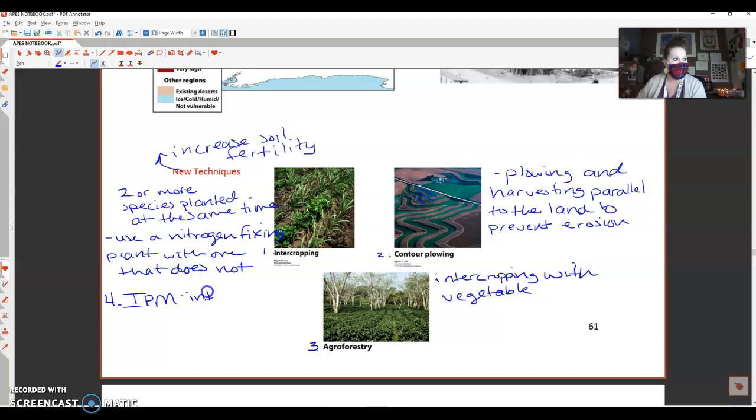IPM stands for Integrated Pest Management. Okay? The goal is to minimize controlled pests because obviously they're going to damage crops. IPM uses an integrated method to try to do that. The goal of IPM is to reduce fertilizer usage, because we know that there are some bad side effects to human health and the environment from fertilizer usage. So we want to reduce fertilizer usage to control pests.